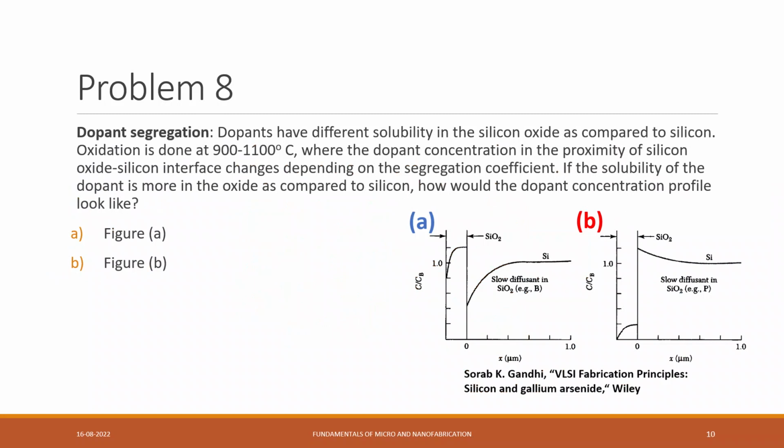How would the dopant concentration profile look? The condition is that the solubility of the dopant is more in the oxide as compared to the silicon. So it prefers to dissolve in oxide compared to silicon. Which one is the correct one? The other factor is given in the pictures, like slow diffusion.